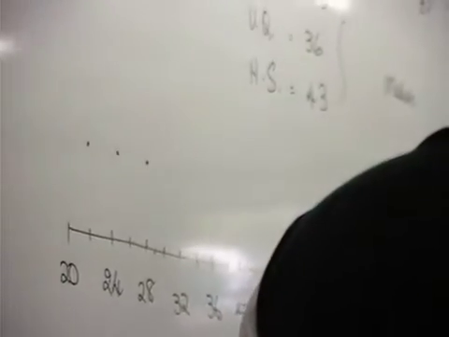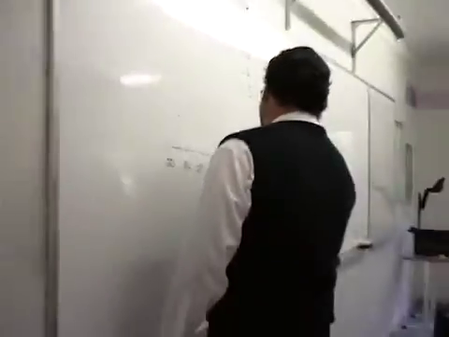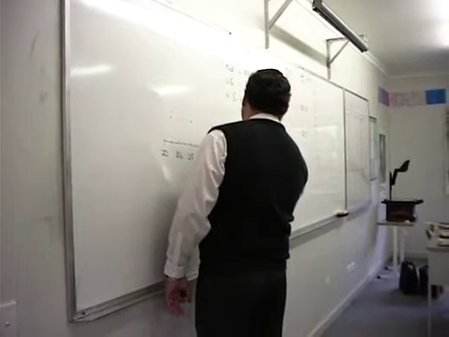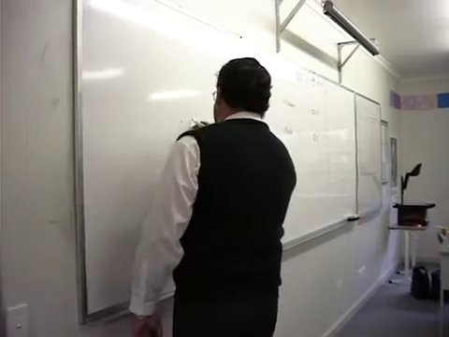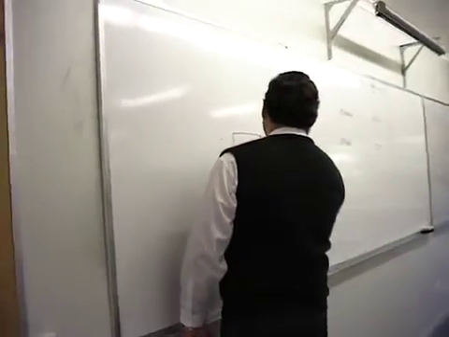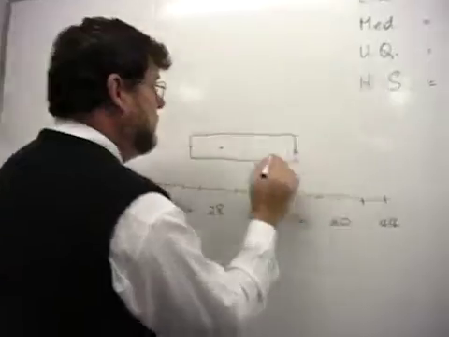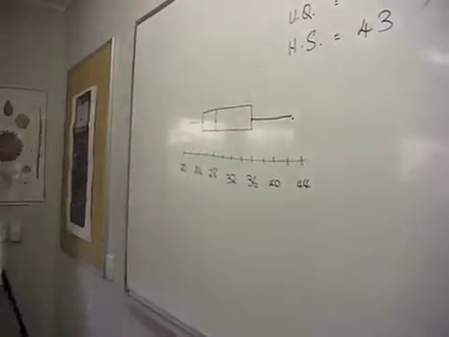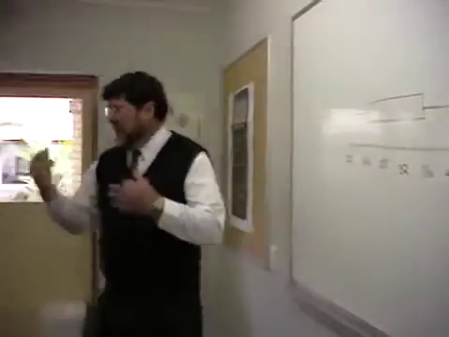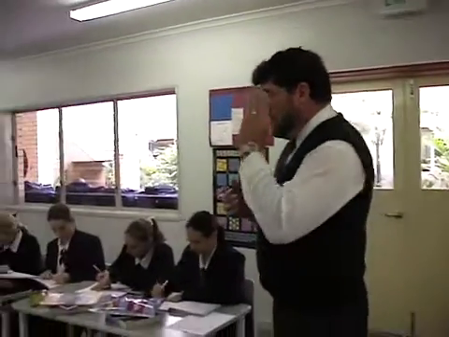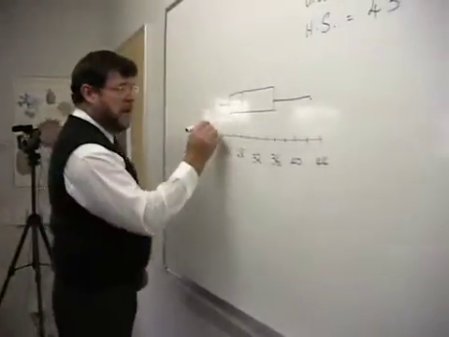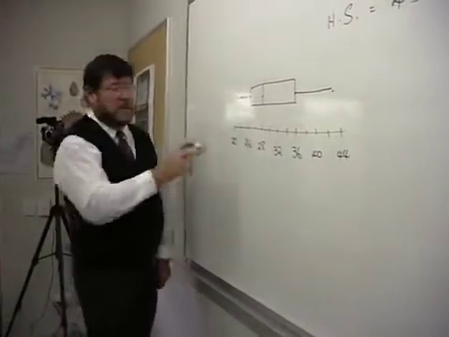You understand what I'm doing? 36, an easy one to locate, and 43. 43 is going to be there. We then draw in the box, show the whisker, yes? And then, so that anybody else looking at our graph is able to determine the exact values of those 5 points, we mark those, normally above the line, on the scale.